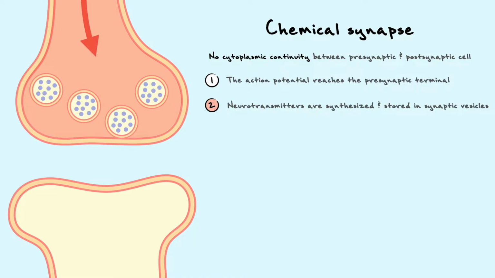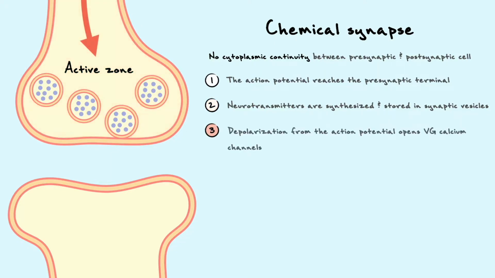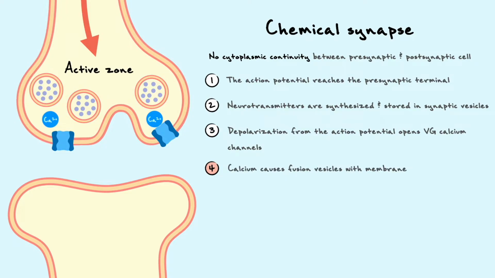This region in the presynaptic cell, where neurotransmitters reside and are ready to be released, is usually referred to as the active zone. The depolarization carried by the action potential opens voltage-gated calcium channels. Because of the steep calcium concentration gradient, when the channels open, calcium rapidly enters the active zone. The entry of calcium causes the fusion of the vesicles with the membrane and the subsequent release of neurotransmitters in the synaptic cleft. This release of neurotransmitters is also referred to as exocytosis.